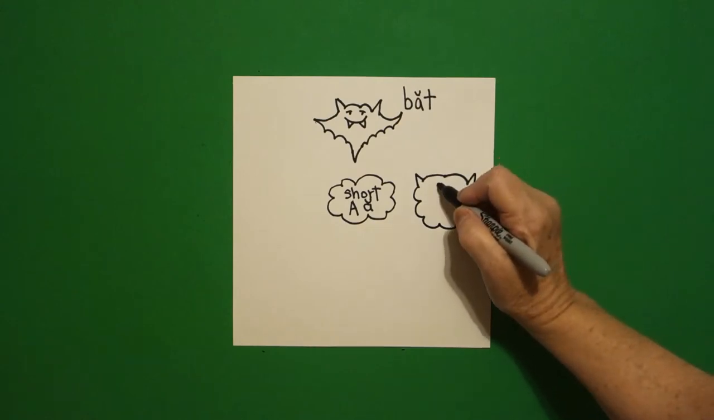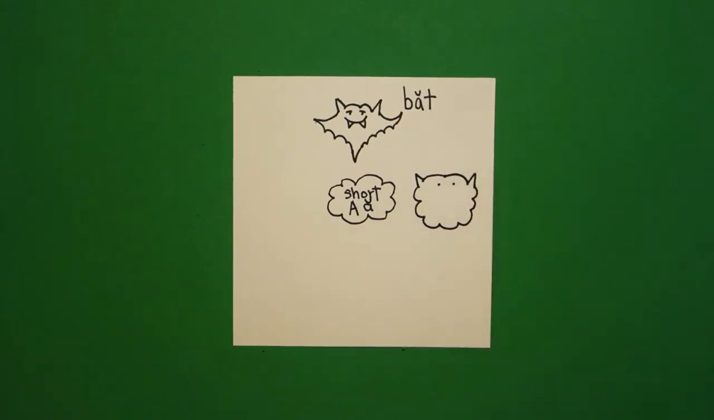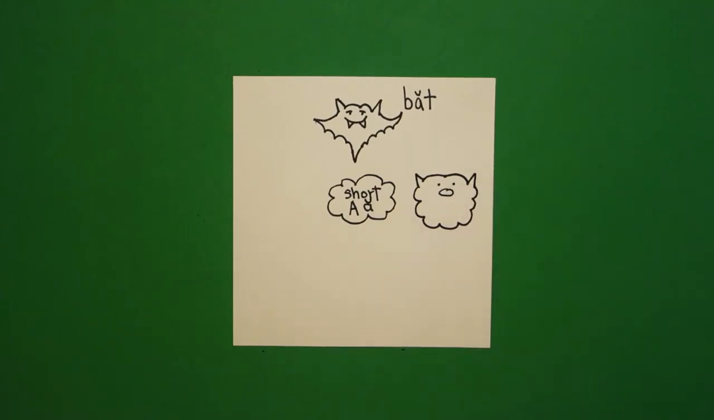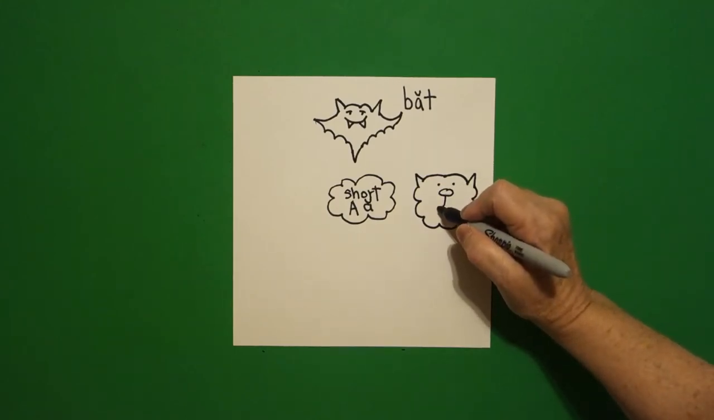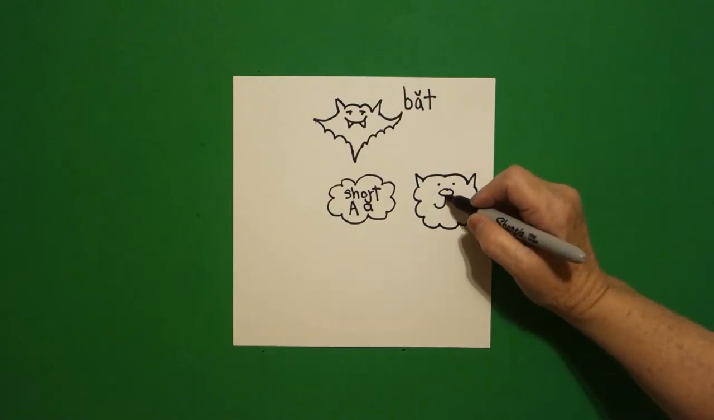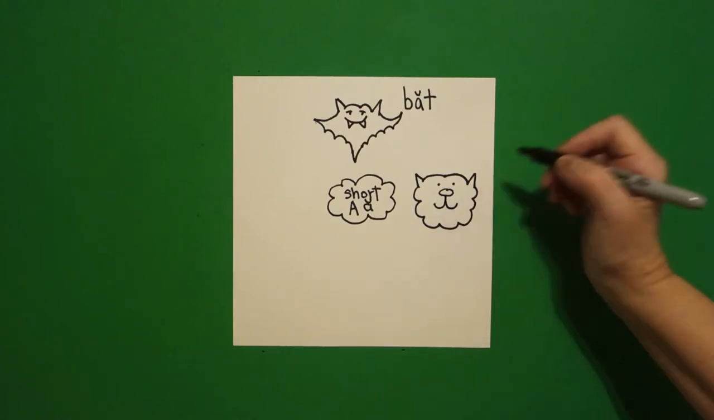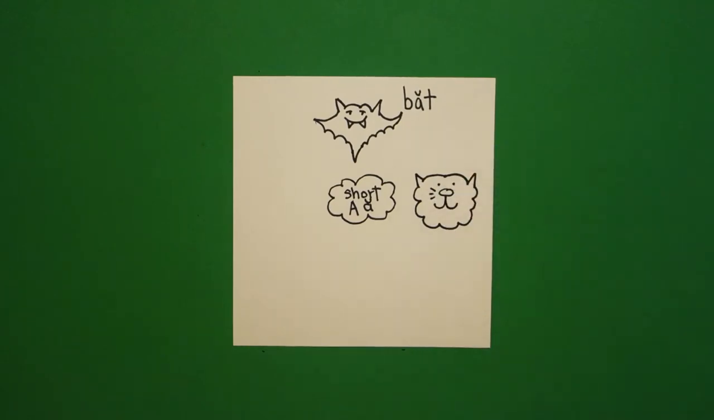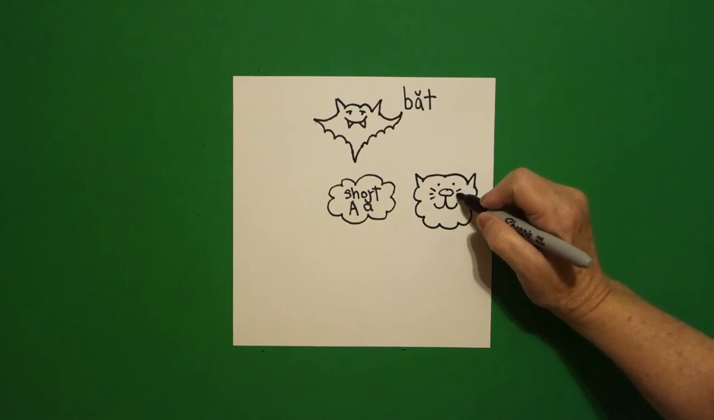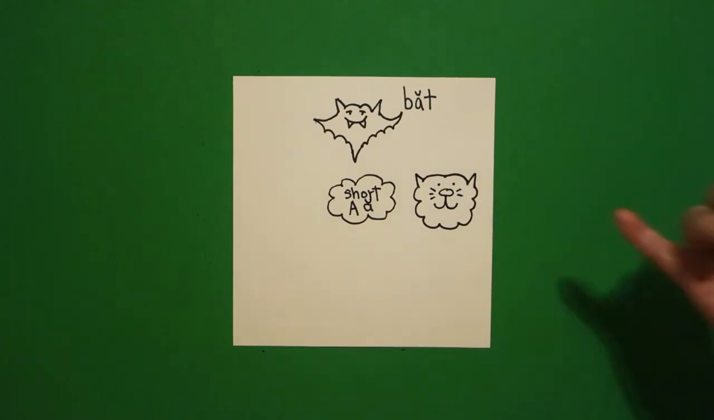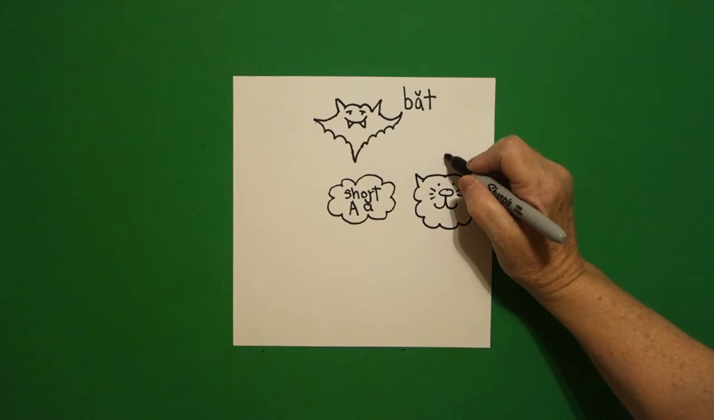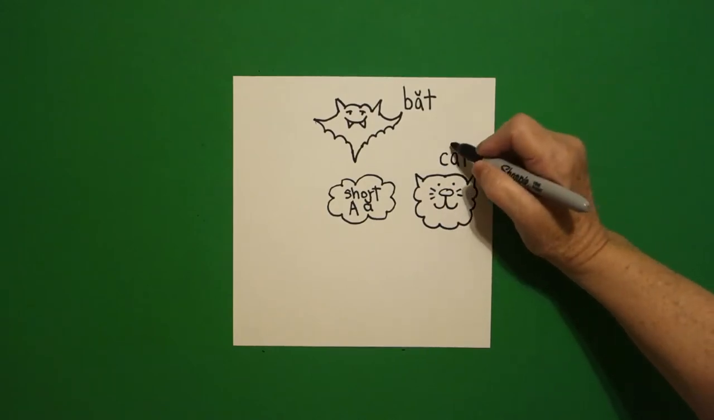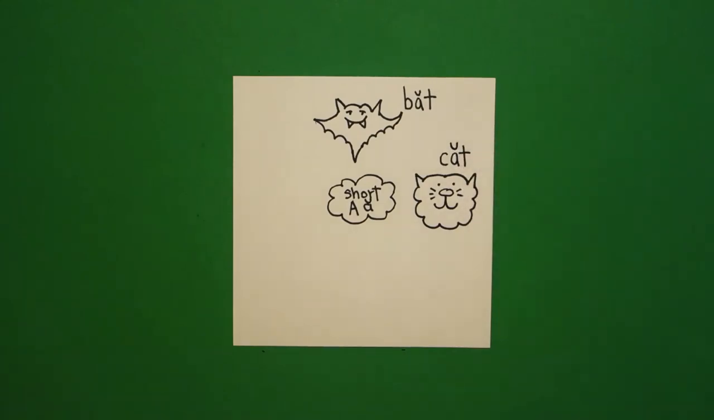Come inside, put one dot, two dots. In the center, a little flat oval. Straight line down, curve to the left. Come back up, straight line down, curve to the right. We're going to go one, two, three little straight lines on the left. One, two on the right. What is this? This is a cat. There's our short vowel A, cat, cat.